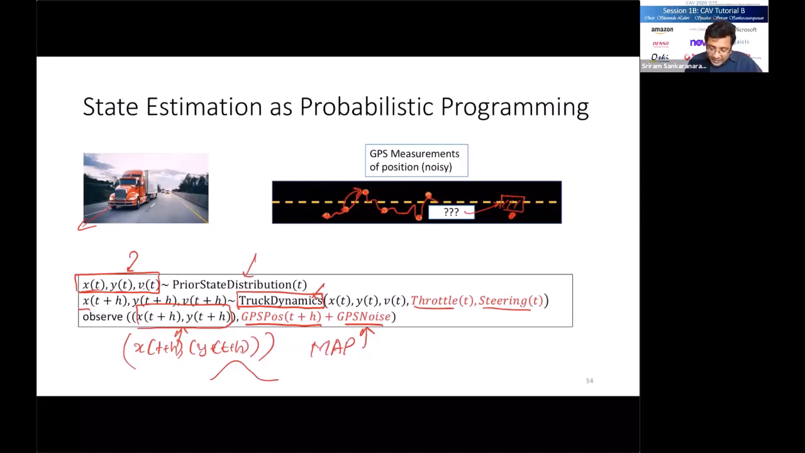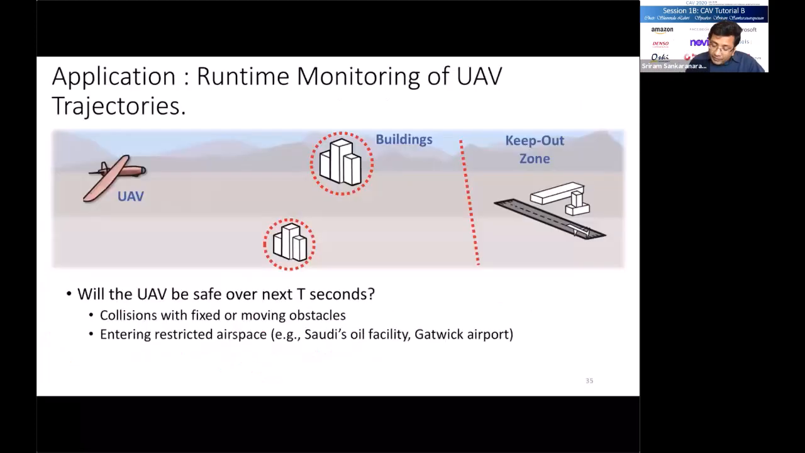And the nice thing is that the posterior at time t plus h becomes the prior for the next time. And that is a recursive application of probabilistic programming here for filtering. Okay. We use this in application to runtime monitoring of UAV trajectories.